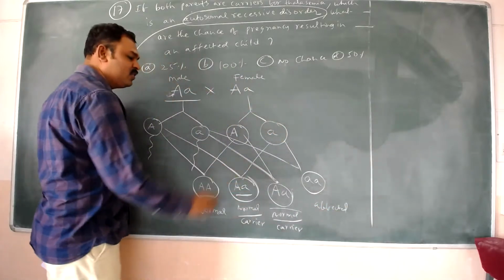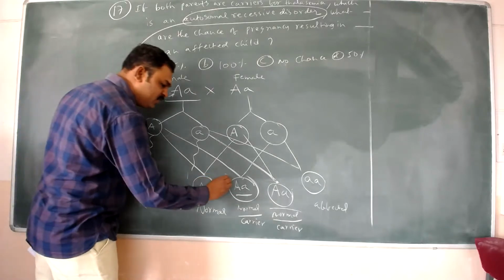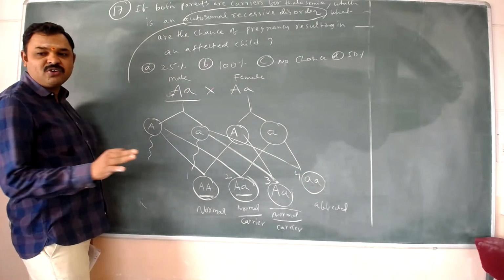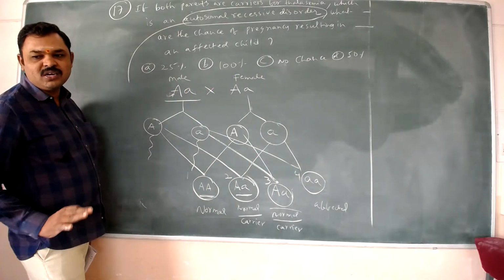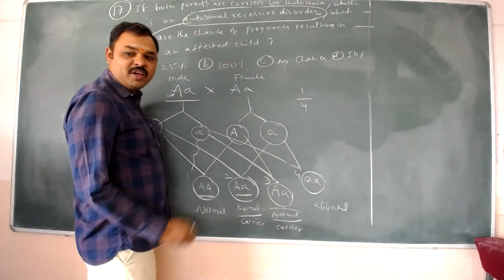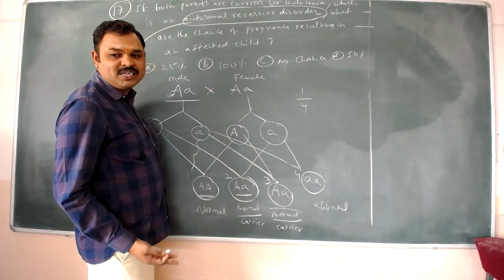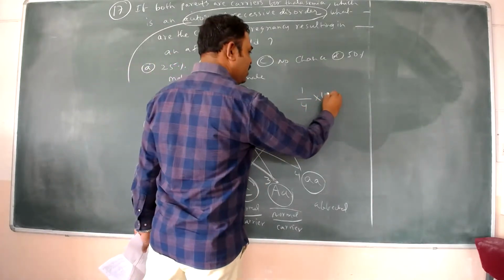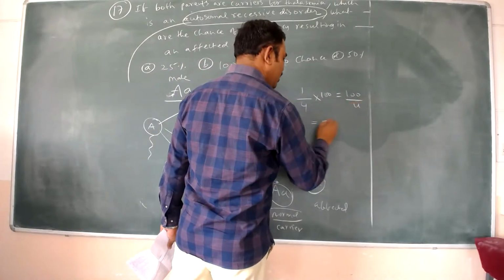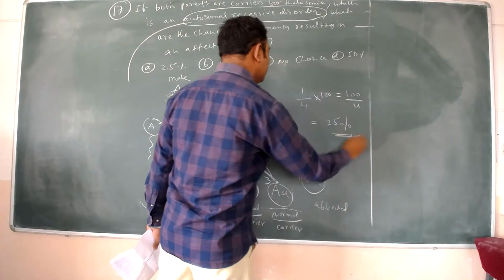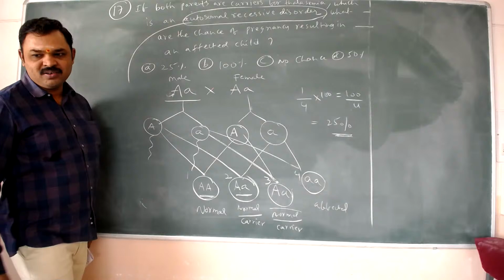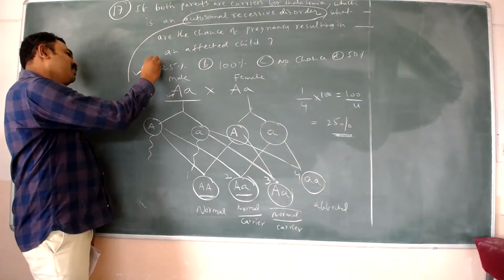So, how many individuals are there in total? First individual, second, third, fourth. Out of four individuals, how many are affected? One individual is affected. So what is the probability? 1 by 4. What is the percentage? 1 by 4 into 100, then 100 by 4, which is 25%. So what is the given question? What is the percentage affected by thalassemia?